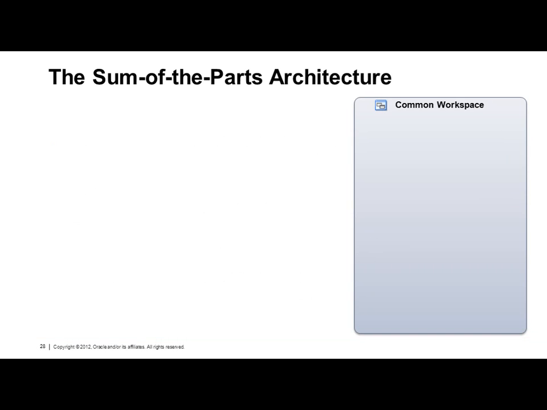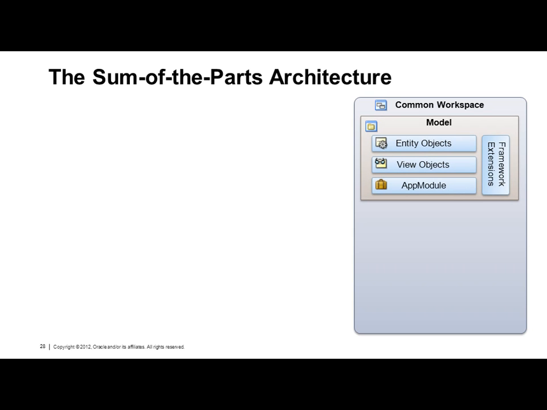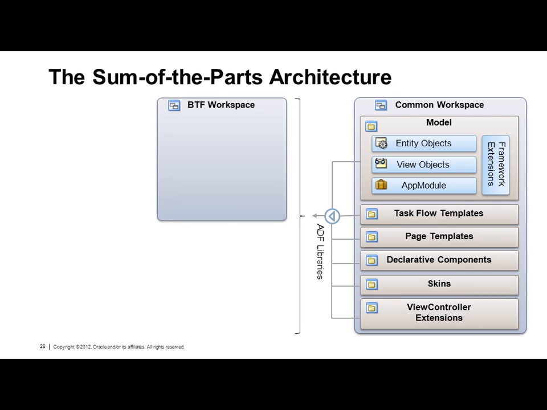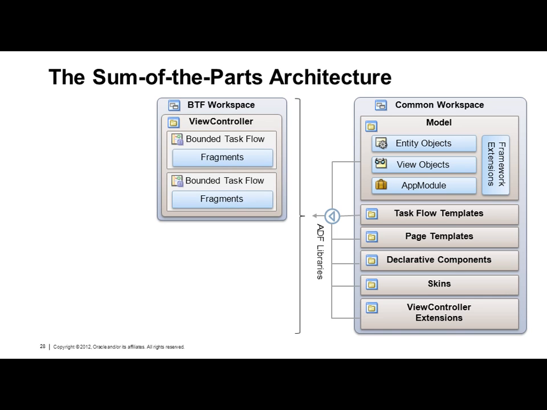So what the sum of the parts architecture does is it says, okay, we're going to have a common workspace, and the common workspace is going to contain our model project, and our other projects include our reusable components such as declarative components, skins, and whatever else. Now, each one of those is going to be deployed as an ADF library and potentially consumed by, in addition, our bounded task flow workspaces. And our bounded task flow workspaces will include a view controller project with one-to-many bounded task flows within them. Now, how many bounded task flows you have is up to you, but let's say minimum one, maximum infinity.